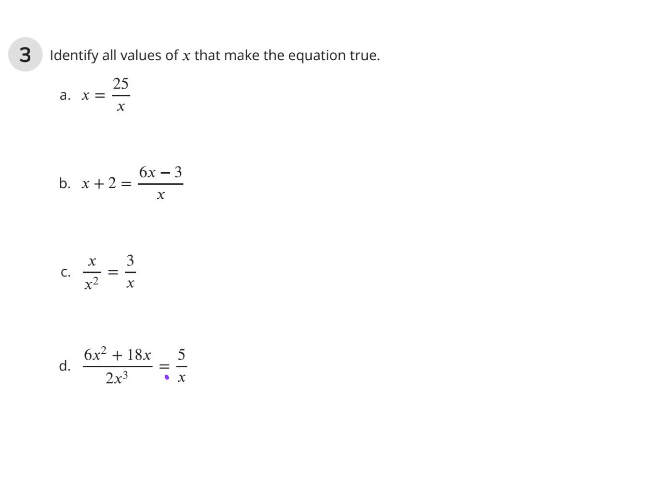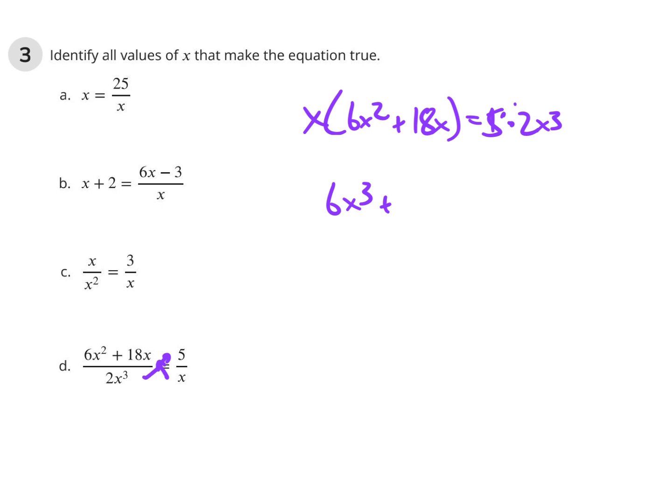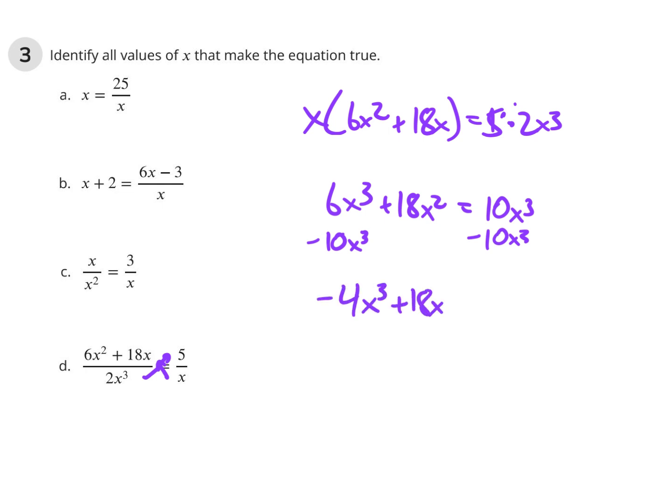Okay, and for D, we're going to cross multiply. We get x times 6x squared plus 18x is equal to 5 times 2x cubed. We're going to distribute: 6x cubed plus 18x squared is equal to 10x cubed. We're going to subtract 10x cubed because we want to put the letters on the left and the numbers on the right. Negative 4x cubed plus 18x squared.